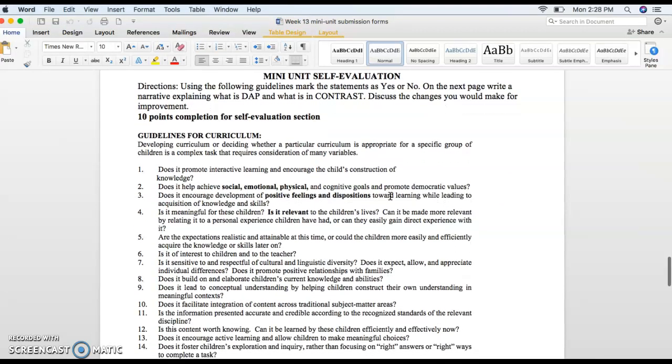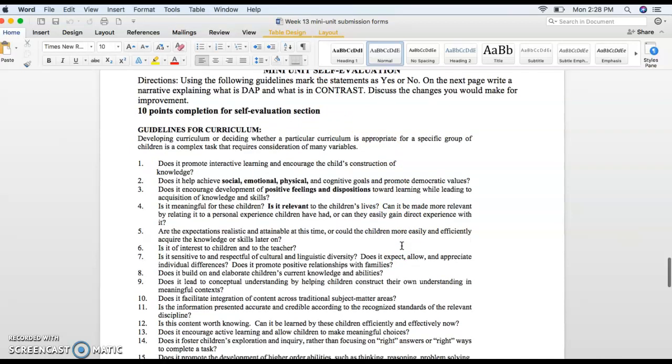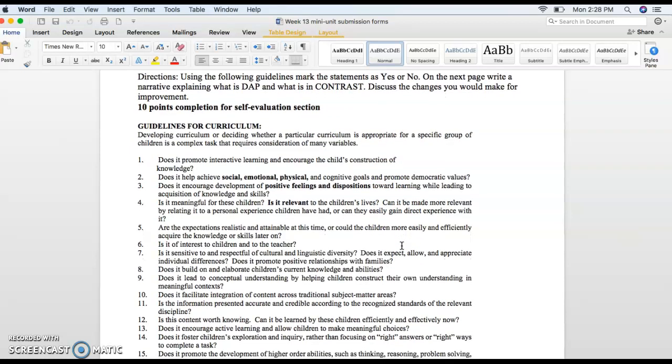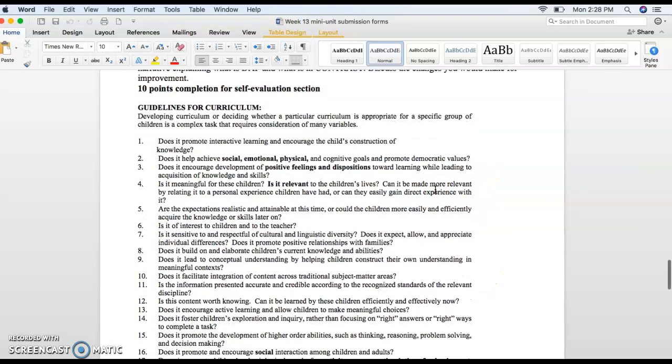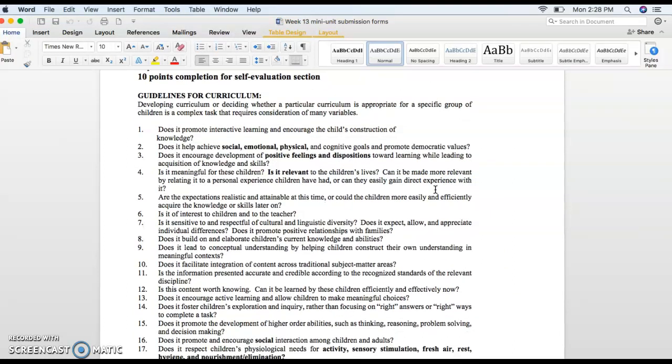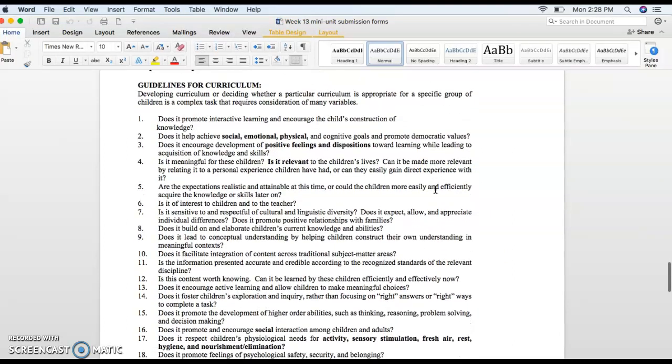And then you're going to do a mini unit self-evaluation. You're going to use the guidelines to mark the statements as yes or no, and on the next page, you'll write a narrative explaining what is DAP and what is in contrast. You're going to discuss the changes you would make for improvement. There's 10 points for completing this self-evaluation.